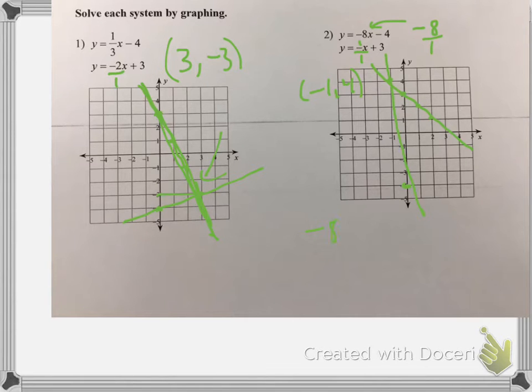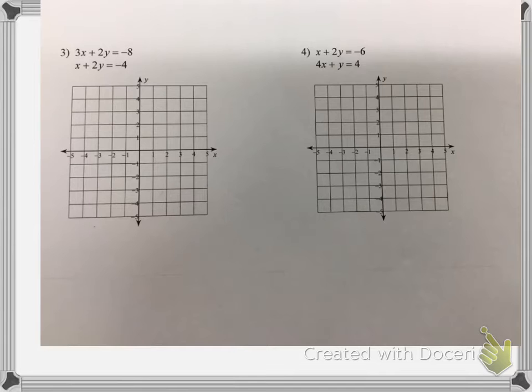Now, some of you were getting stuck here and trying to do the solving. You can check your answer. If it says you have to graph, you need to show the graph, but they're both equal to y. You can set them equal to each other and solve to check. No one's going to know, but you've got to have your graph on there.